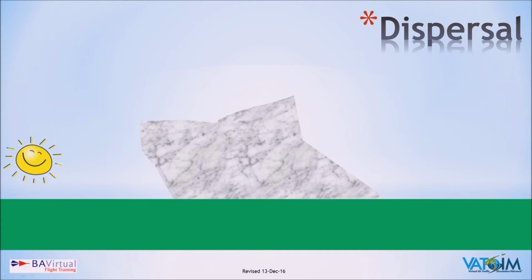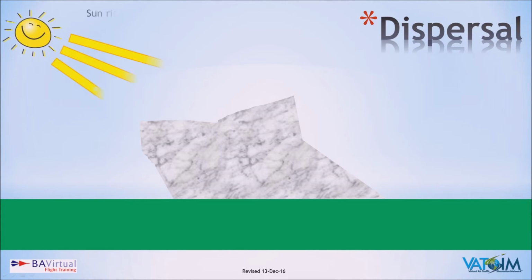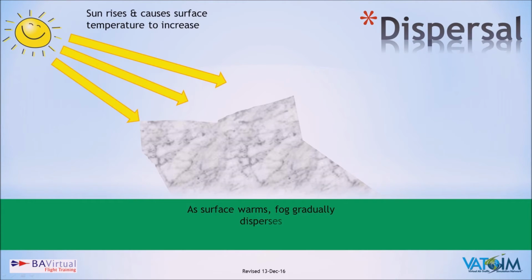Radiation fog typically disperses soon after sunrise as the surface temperature increases. The warm surface causes the fog to lift and gradually disperse. In some cases, the fog may rise to form a low layer of stratus cloud.